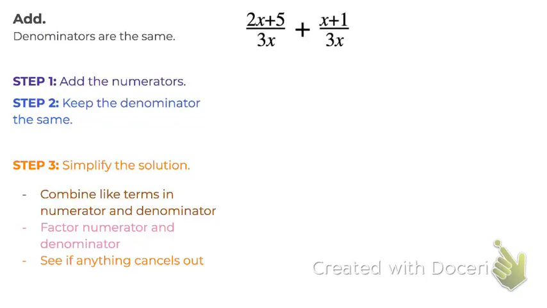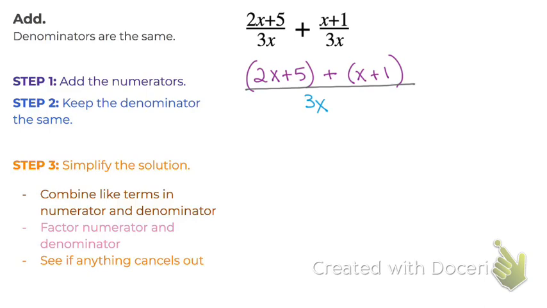Here we're going to add two rational expressions, which are just fractions, and these fractions have the same denominator. They both have a 3x in the bottom of the fraction. So what we're going to do is go through these steps, which first is to add the numerators, the top of the fractions. And then we're going to keep the denominator as 3x.